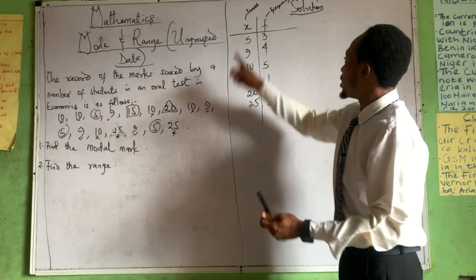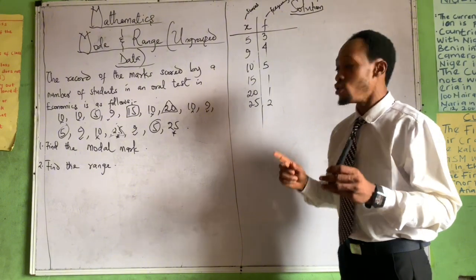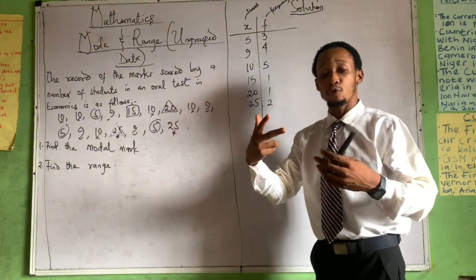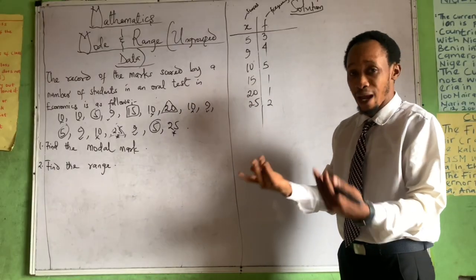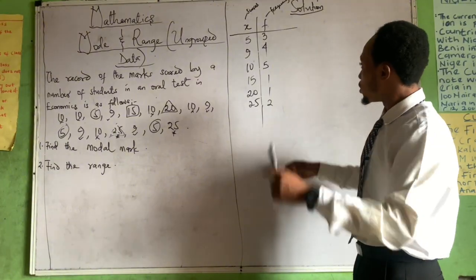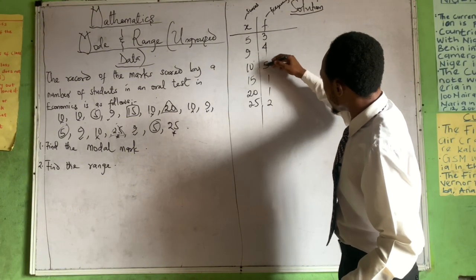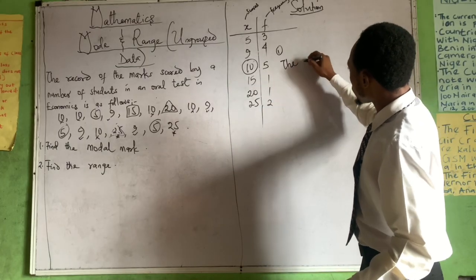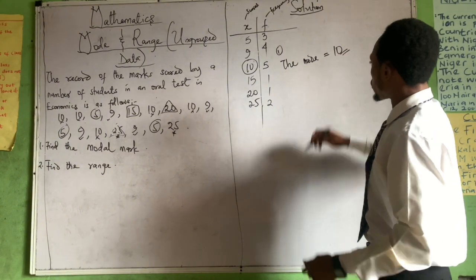Any score that has the highest frequency is your mode. Sometimes we have 2 scores that have the highest frequency. Those 2 scores are your mode, and we call it bimodal. But in this case, we have just 1 score with the highest frequency, which is 5 times here. So the mode is 10.